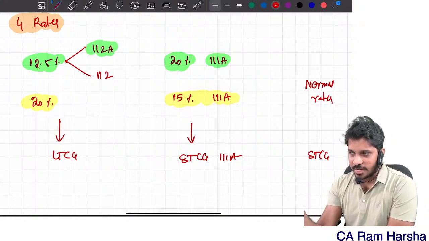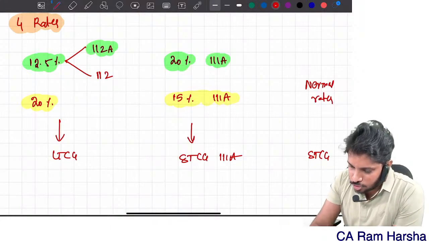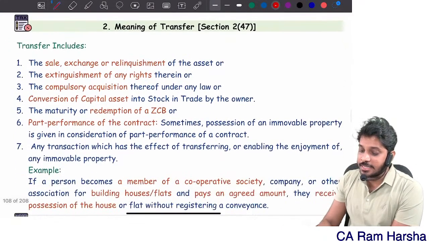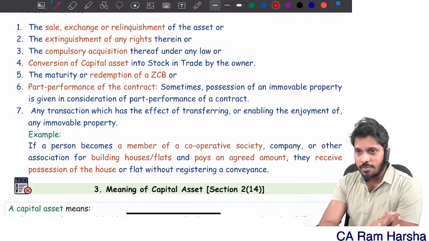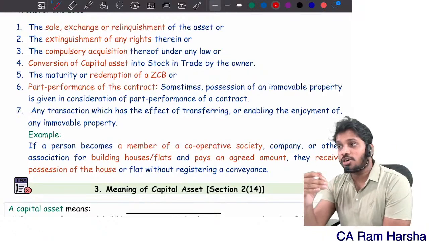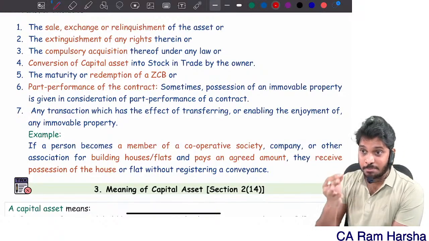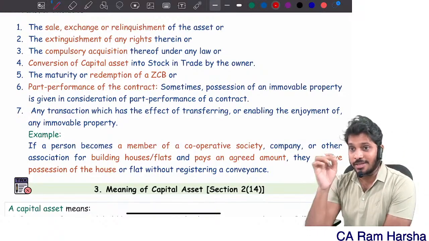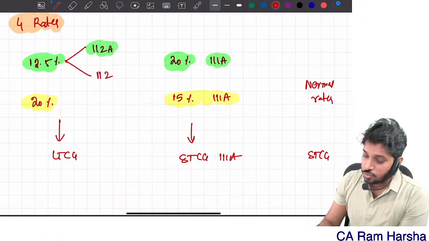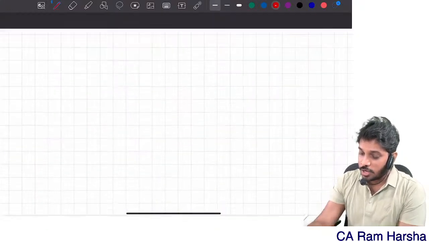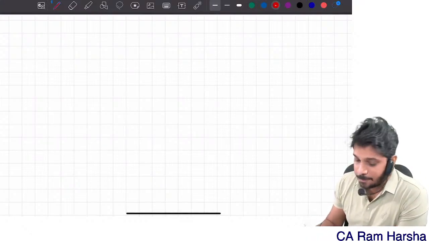What are the 4 rates in capital gains? What are the 4 dates in capital gains? I'll come back to that. Now, most important, how do we compute capital gains? This is the first question. Normally, when you're learning capital gains, the order you learn in is different. But when you're revising capital gains, there is a particular order in which you should revise, so that you get ultimate command on the subject. Let's begin the actual capital gains revision discussion.